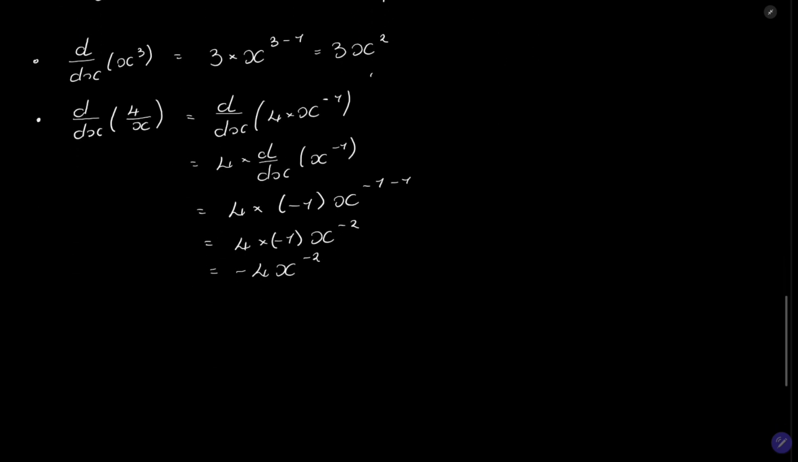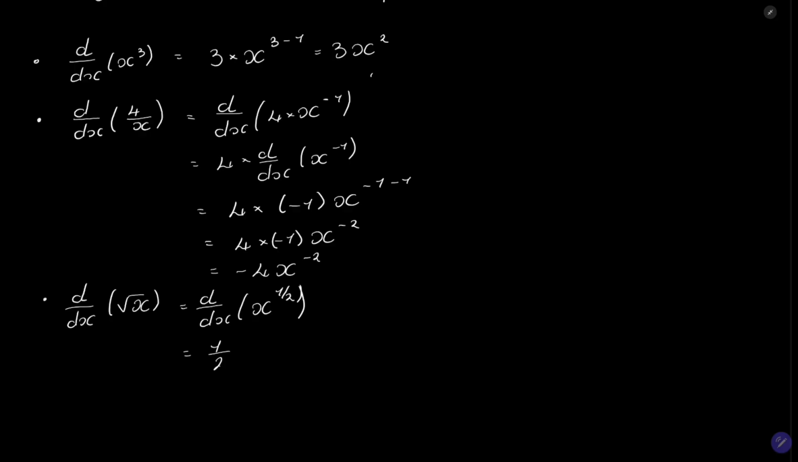Now we're going to continue with our third term, which is square root of x. Differential with respect to x of the square root of x is the same thing as the differential with respect to x of x to the power half. We will still use our power rule to tackle this, and this can then be written as half x to the power half minus 1, which gives us half x to the power minus half.